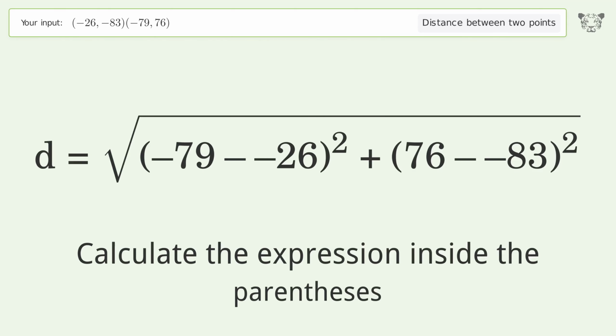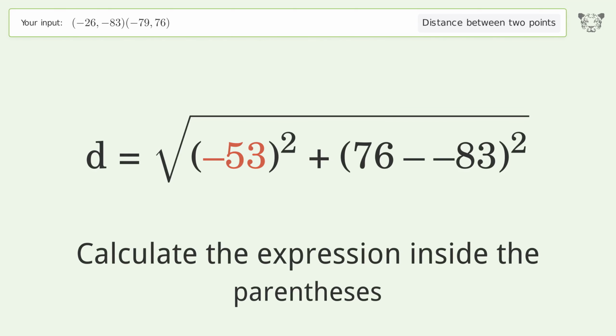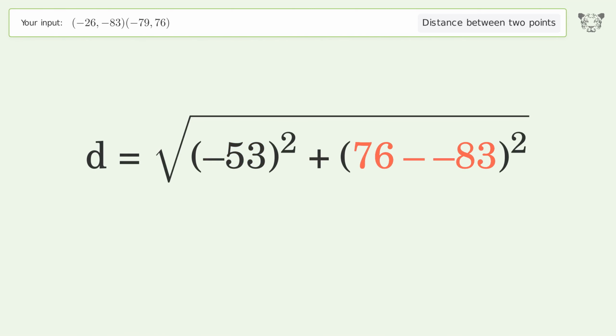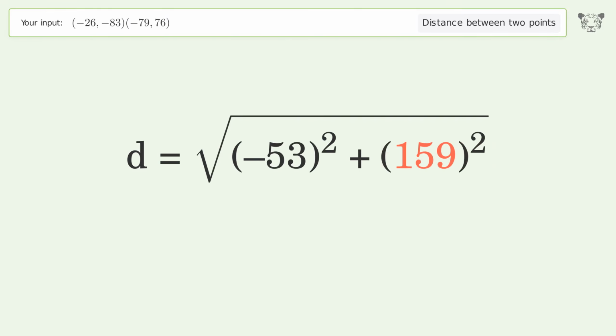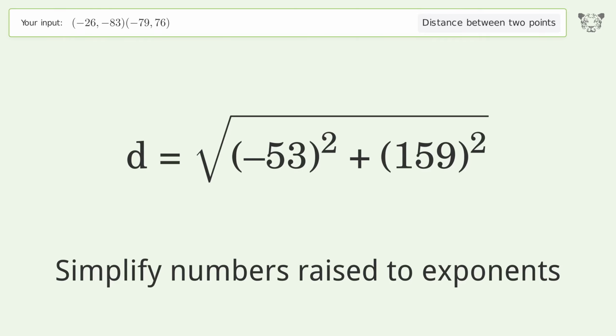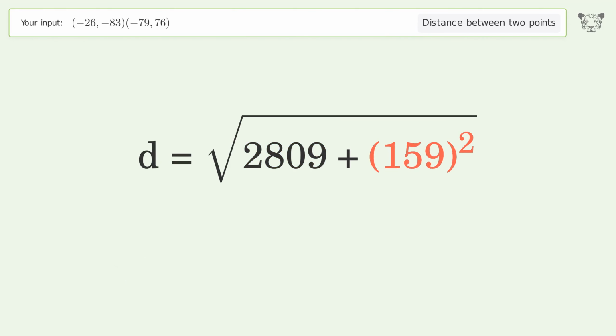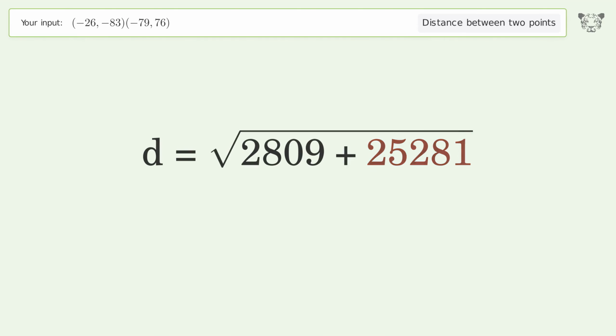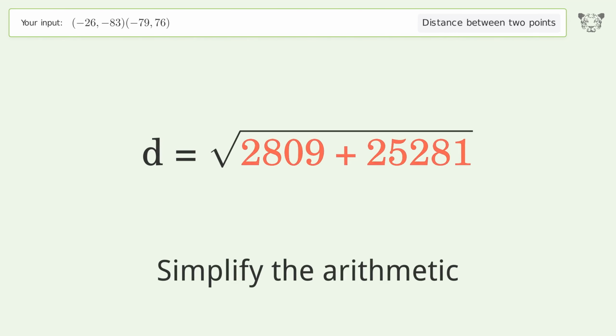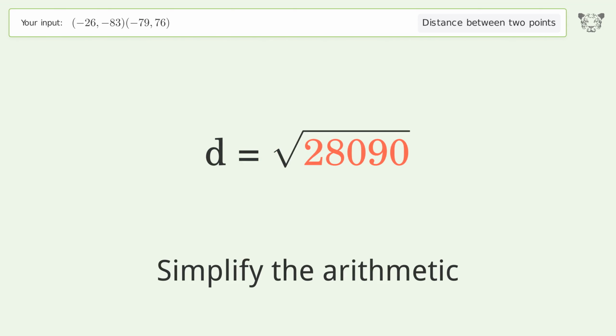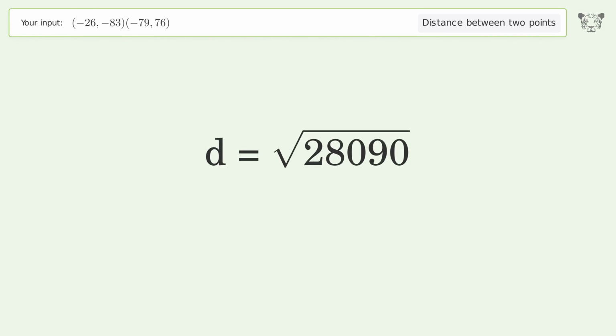Calculate the expression inside the parentheses. Simplify numbers raised to exponents. Simplify the arithmetic. And so the distance between the 2 points is the square root of 28,090 or 167.601.